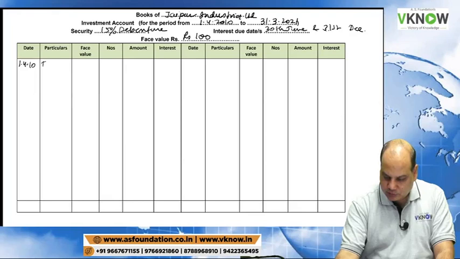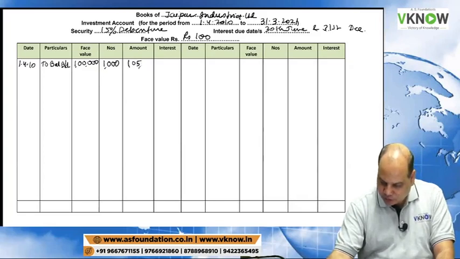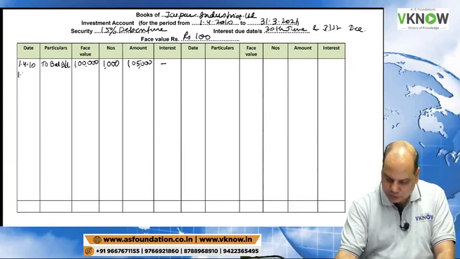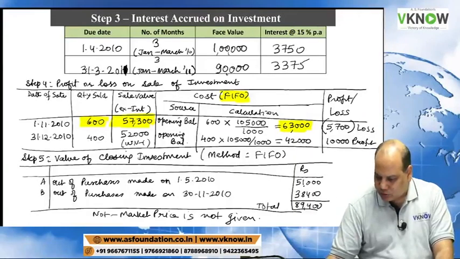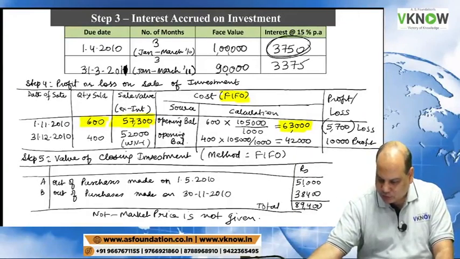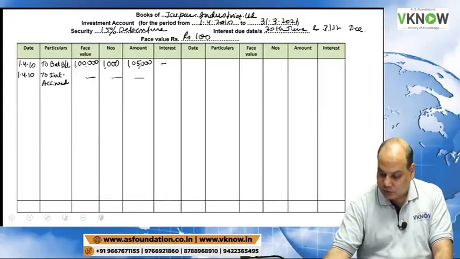1st April 10, to balance brought down. Face value 1 lakh, quantity 1000, amount 1 lakh 5,000. 1st April 10, to interest accrued. We'll go to working note 3 at the top right hand side corner: 3750.